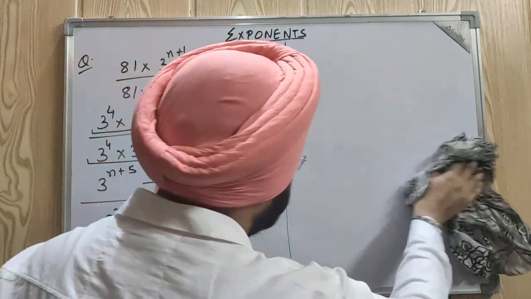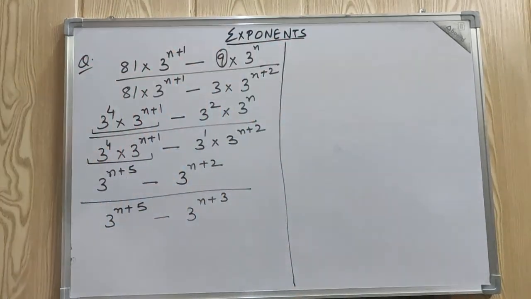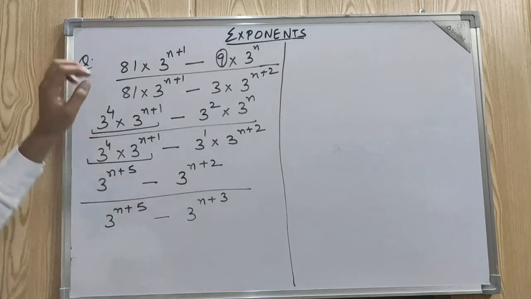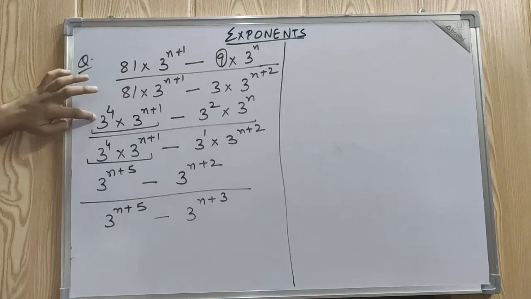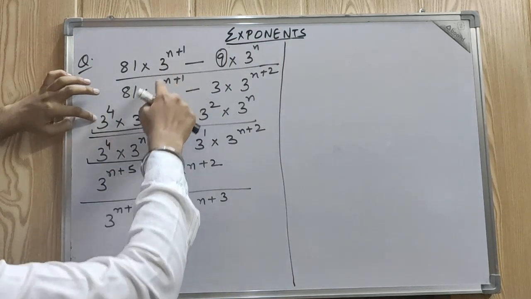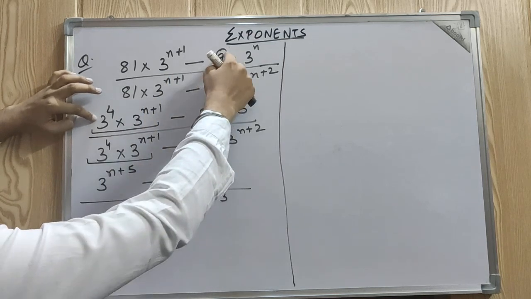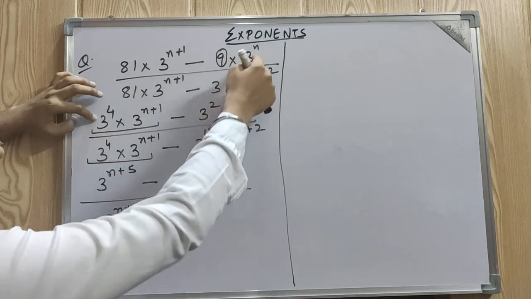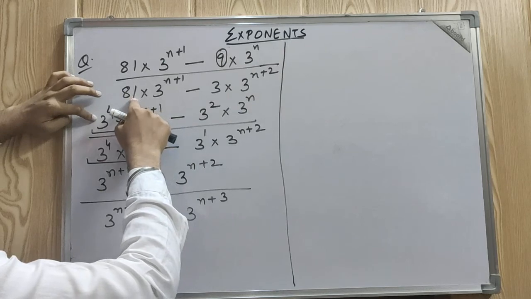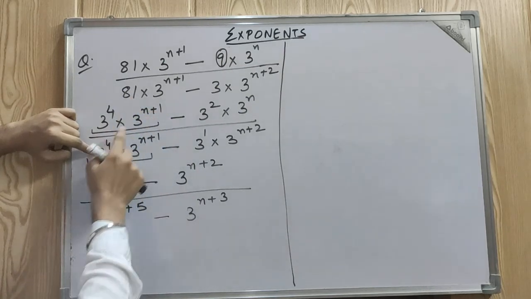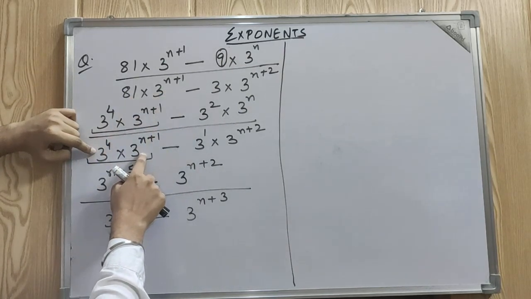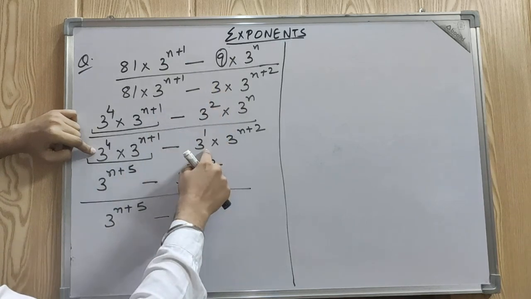So up to here, it should be properly clear to you, only then we can go ahead. Again I am explaining the things. I have converted this 81 as 3 raised to the power 4, 3 raised to the power n plus 1 as it is, minus this 9 I have written as 3 square, 3 raised to the power n as it is. Again this 81 I have written 3 raised to the power 4, 3 raised to the power n plus 1 as it is. This 3 I have written 3 raised to the power 1.